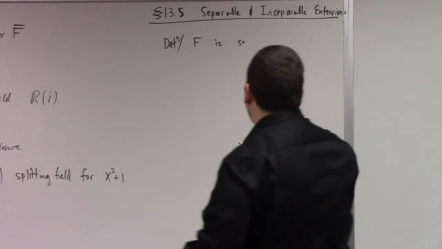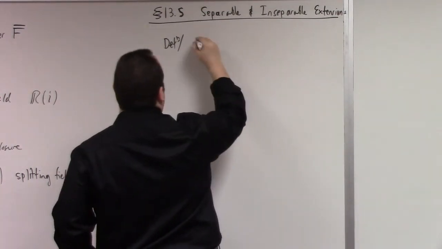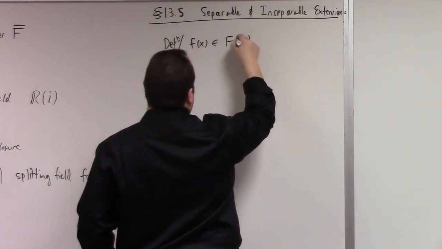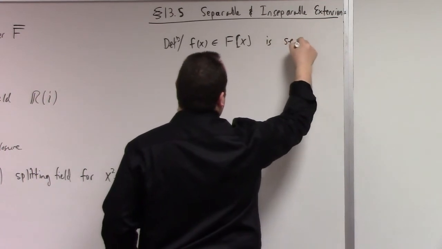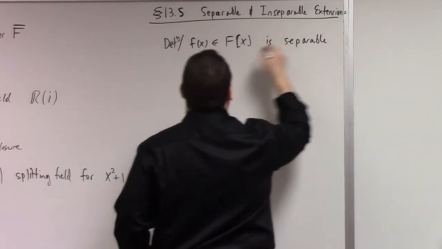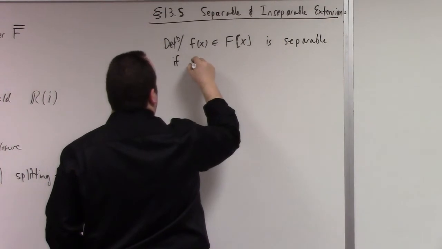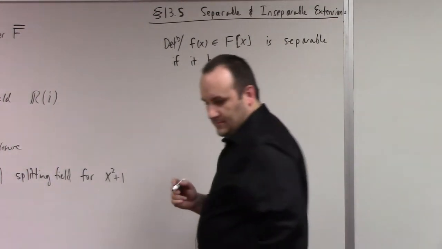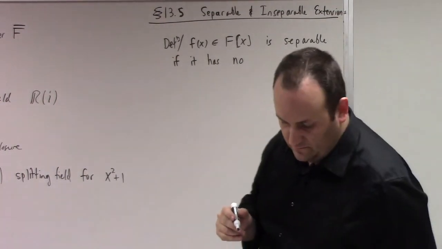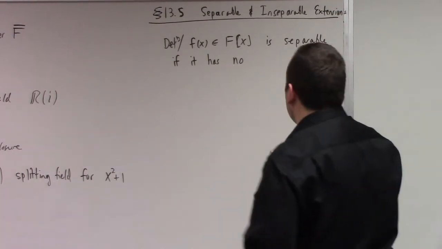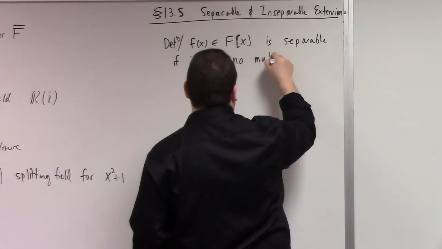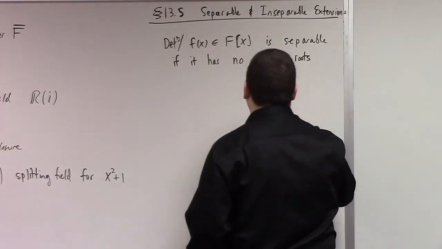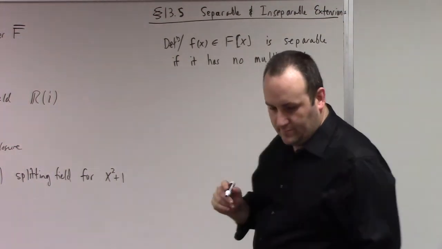Yes. So not F, but f of x in F[x]. F joint x is separable if it has no what? Okay, no multiple roots. Roots where?